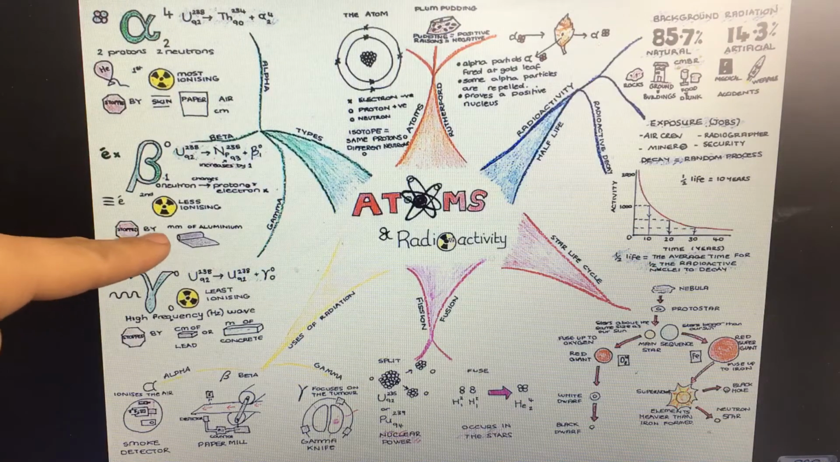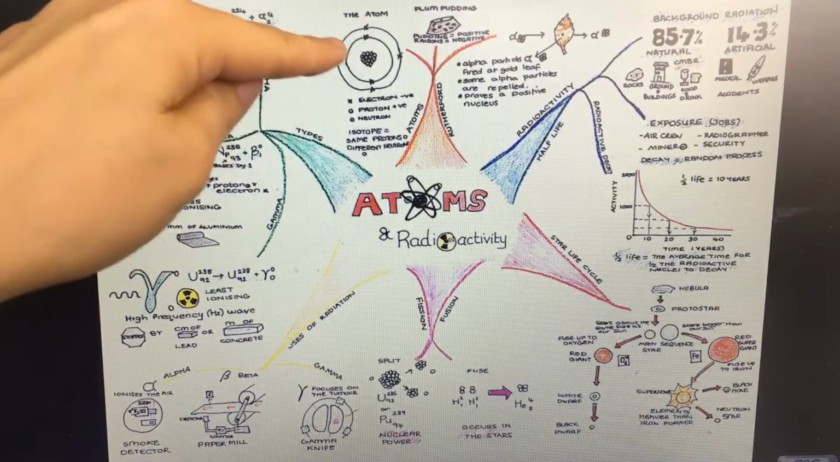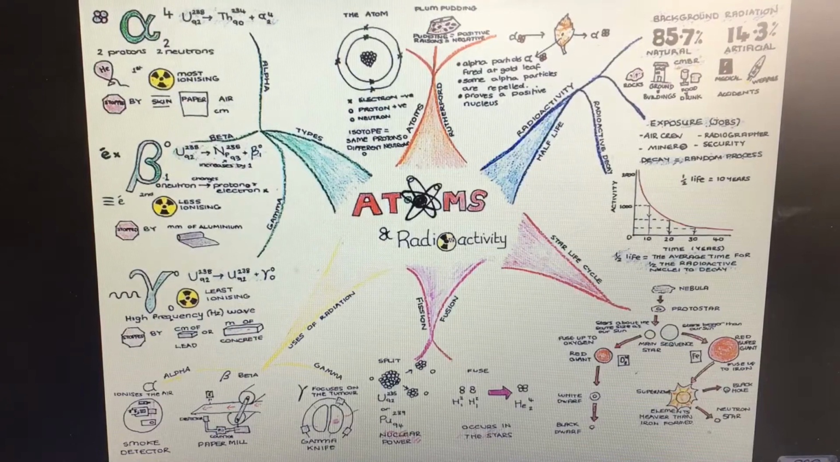Beta gets stopped by millimetres of aluminium. It can travel quite a distance in air, but again, it's an electron knocking off an electron, so it's less ionising than alpha, because what are the chances of that happening?